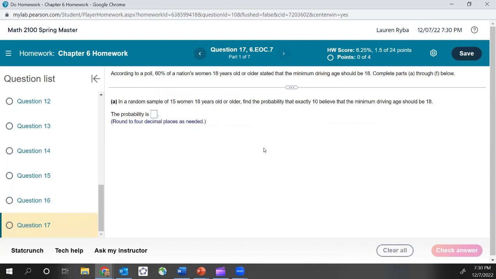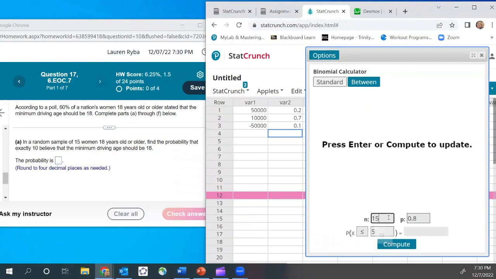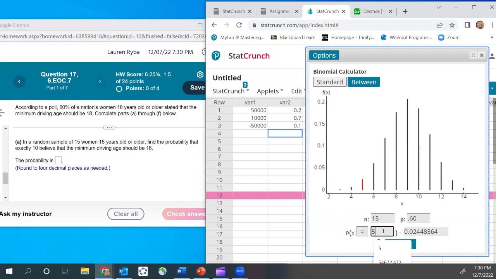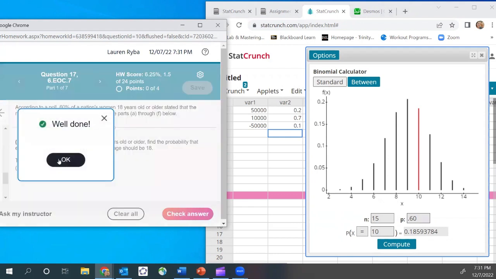All right, in a random sample of 15 women 18 years or older, find the probability that exactly 10 believe the minimum driving age should be 18. Right, we've got a 60% value and we are sampling 15. We've got n equals 15 and our probability is 0.60. Exactly 10, so we'll do an equals to. 0.18. So there's 4 decimal places. So 5, right?